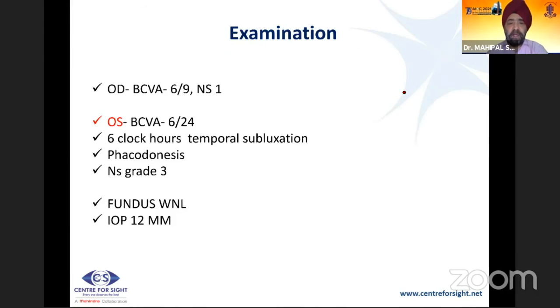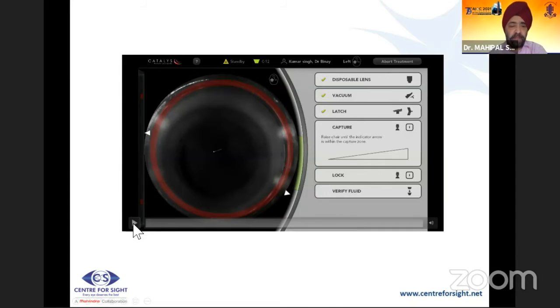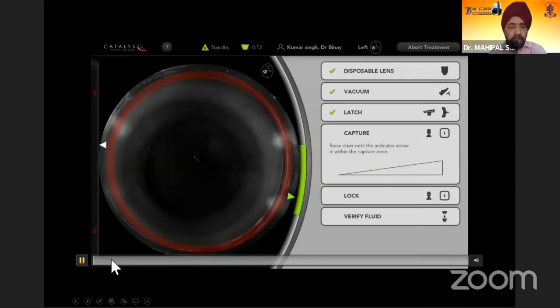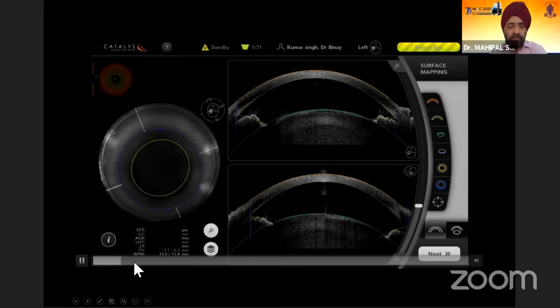Now this is another case where we have a subluxation of a cataract in a doctor who came to me from Patna, 44 years, post-traumatic. And what I will again show the power of femto in this particular case, and I will show you how we decompress the vitreous in these cases. So here you can see that this is a blob of vitreous. You can see this entire vitreous coming. There is the iris falling back.